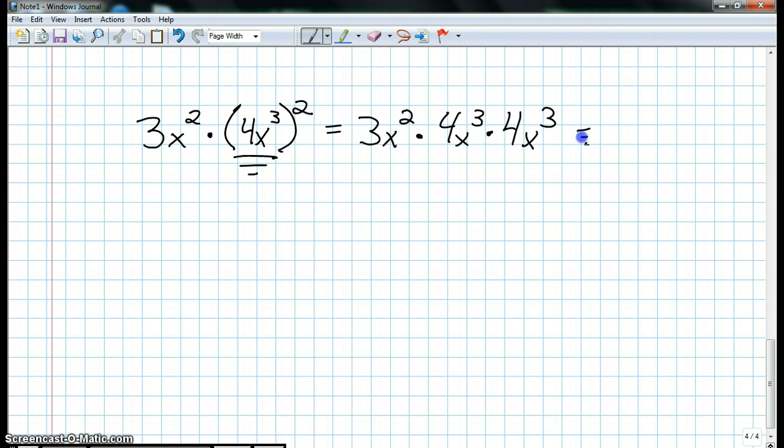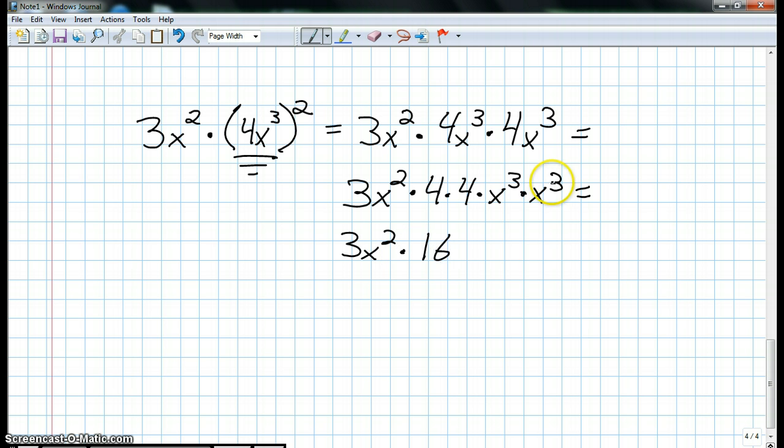So now moving forward from here, I'm going to keep this 3x squared out in front, and then we can look at this 4x cubed. This becomes 4 times 4, the two factors of 4, and then we have the two factors of x cubed and x cubed. Even more simplified, the 3x squared, 4 times 4 gives us 16, and x cubed times x cubed is not x to the 9th. It's x to the 6th. We add the exponents.